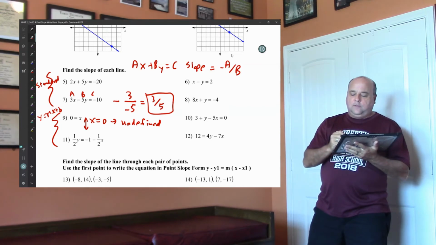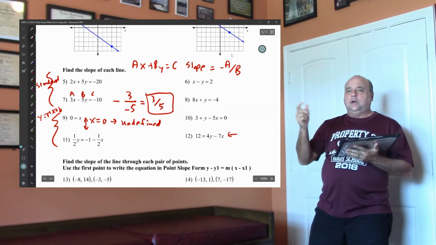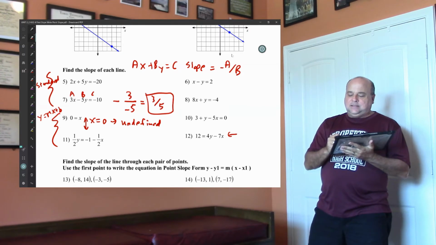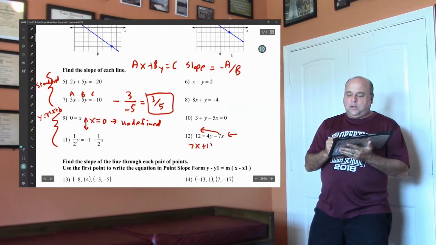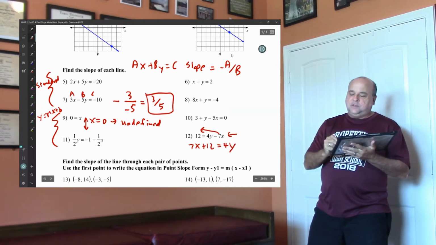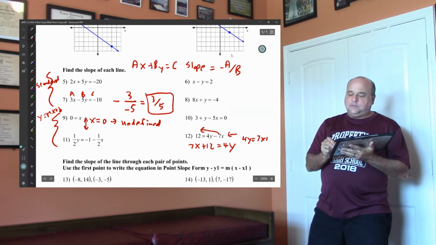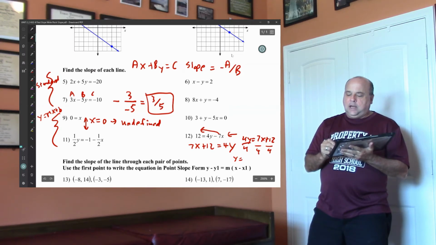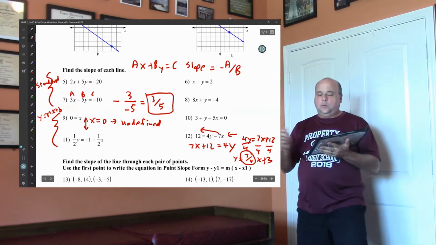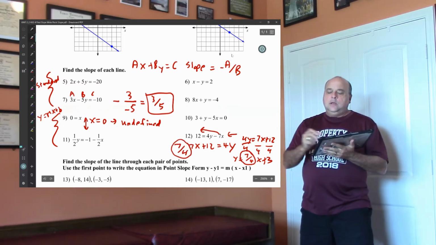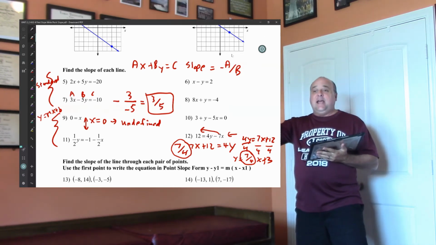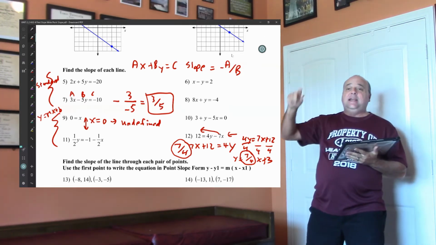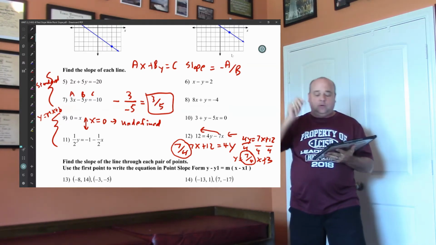Let's do number 12. So on number 12, we're going to solve it for y. And let's move the 7x over. So we're going to have 7x plus 12 equals 4y. Now then, I'm going to flip this around. 4y equals 7x plus 12, so it's the right way. Divide by 4, and I'll get y equals 7 over 4x plus 3. The 7 over 4 is my slope. Okay. So on number 5 to 8, do -a over b. And on number 10 and 11, solve those equations for y, and you'll get your slope.